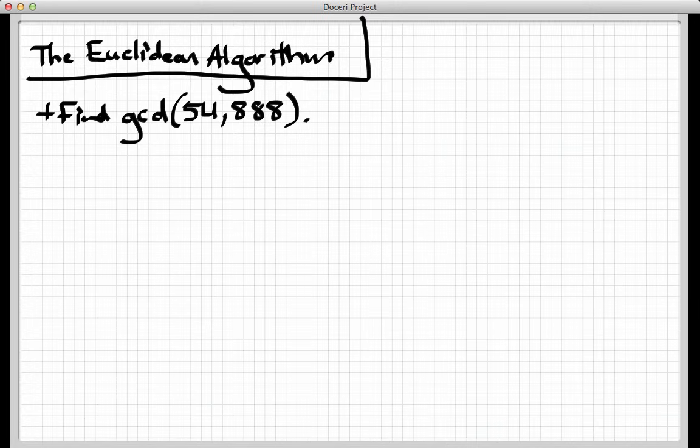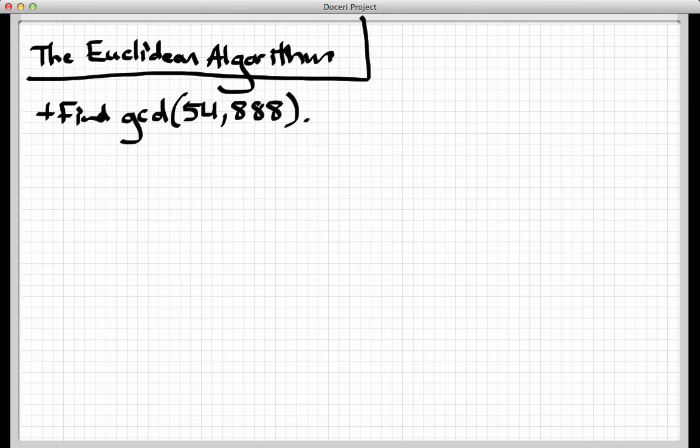So the Euclidean algorithm is a computational process that computes the greatest common divisor of two positive integers. The word algorithm in general describes any sort of well-defined computational process that eventually ends and gives us a correct result. And this one's specialized to compute the GCD of two numbers. Let me show you how it works with a specific example.